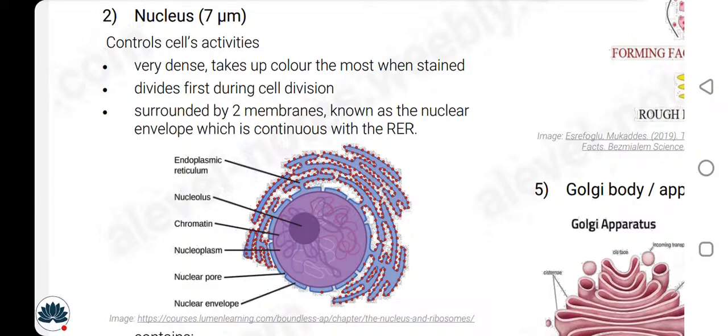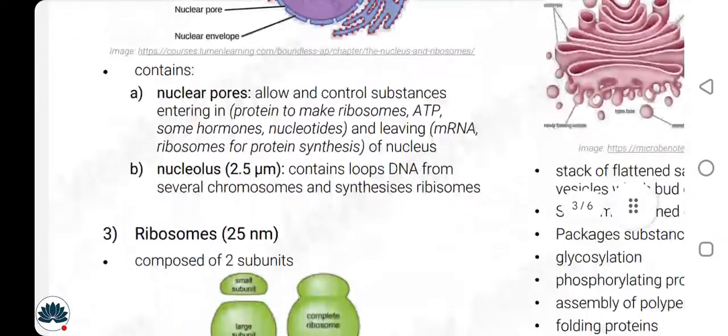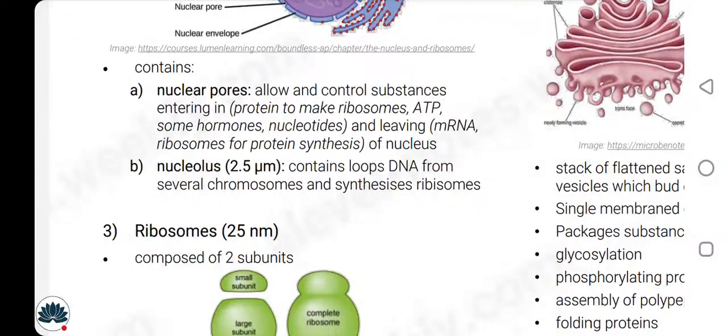One of the main functions of nucleoli is to make ribosomes. Now you understand that the function of the nucleolus is to make the ribosomes. Alright? The nucleus has nuclear pores that allow and control substances entering, such as protein to make ribosomes, ATP or adenosine triphosphate, some hormones, nucleotides, and leaving mRNA or messenger ribonucleic acid.